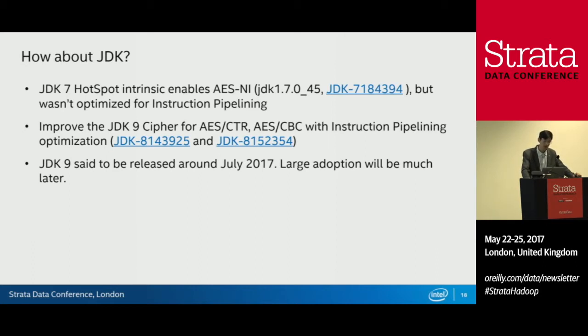And then we contributed this optimization to JDK 9. You can refer to the link for the patches. But we know that JDK 9 will be released in the middle of this year, and we also know that a new JDK will have slower adoption in the enterprise area. So even with the optimization in JDK 9, we still need other ways to optimize our big data platform. And once JDK 9 becomes mainstream in deployment, I think JDK 9 can provide the best performance by utilizing the AES-NI instruction and instruction pipelining.